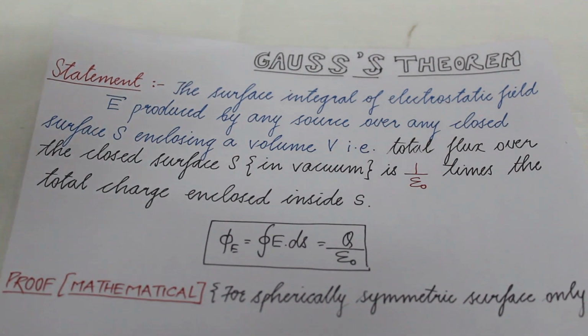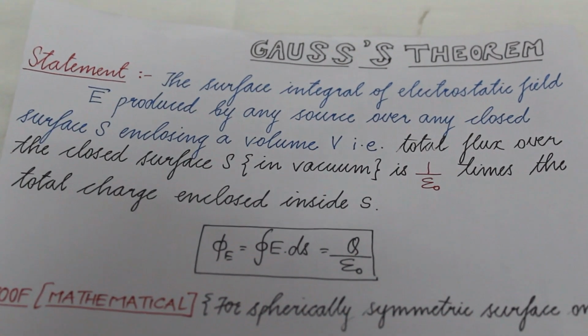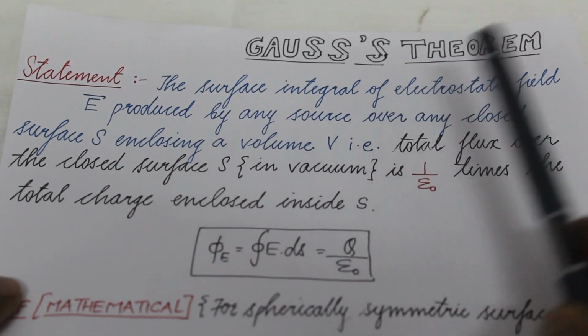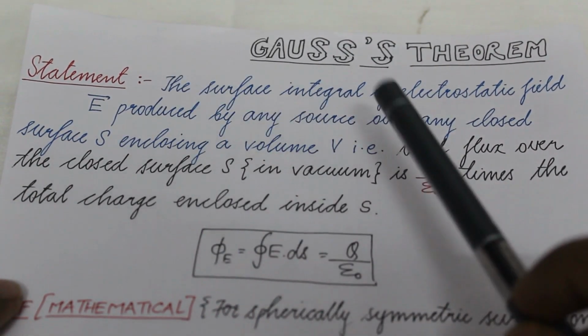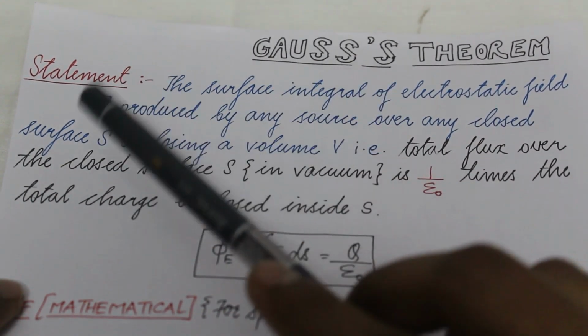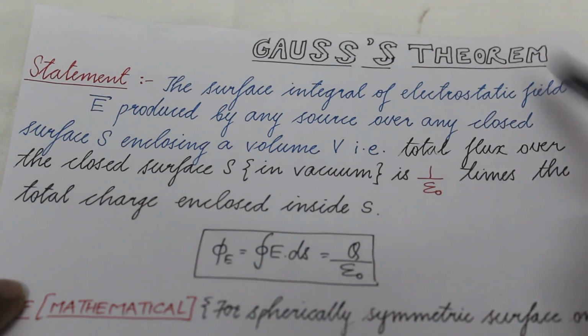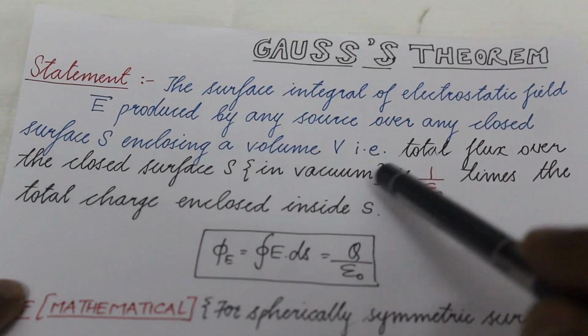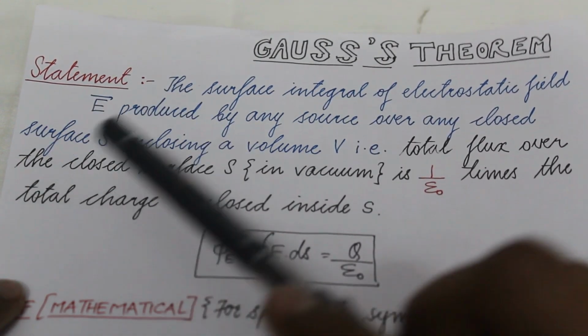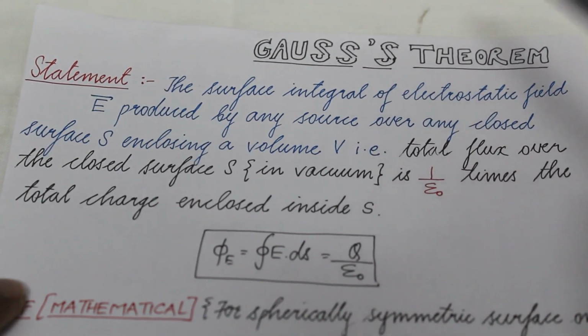Now let's get back to the statement. The statement of Gauss theorem says that the surface integral of electrostatic field produced by any source over any closed surface, in simple language, means the total flux over the closed surface is 1 by epsilon naught times the total charge enclosed inside the surface.